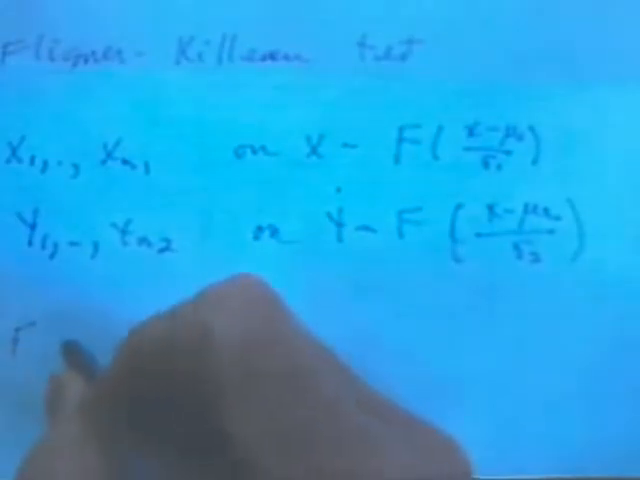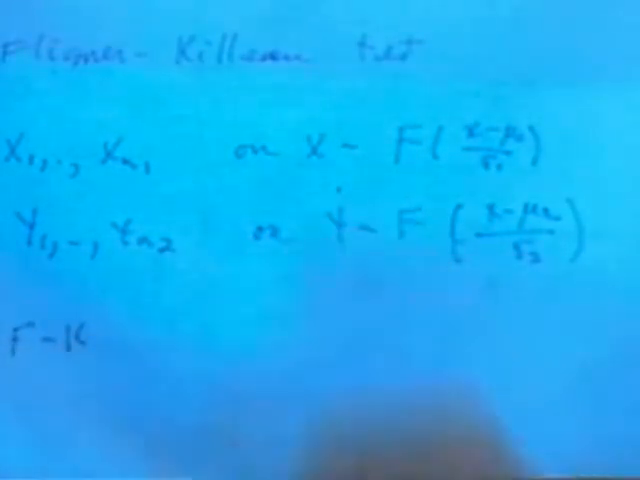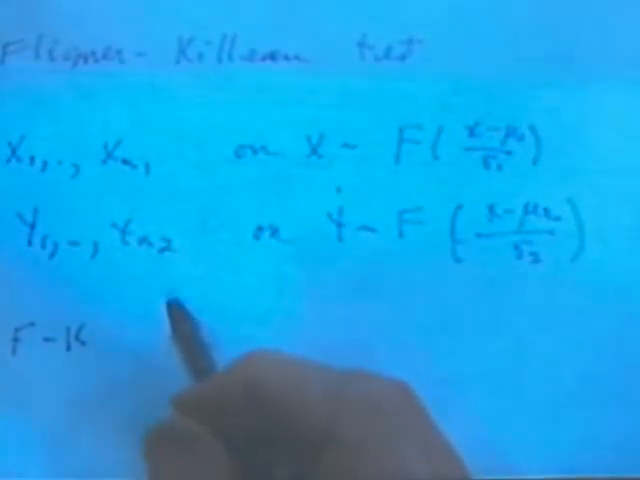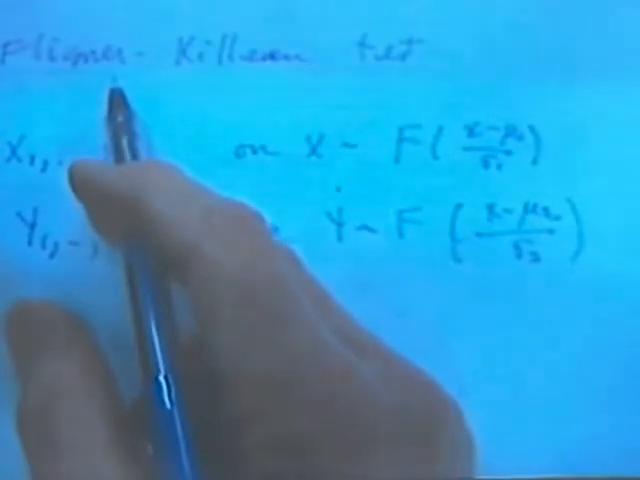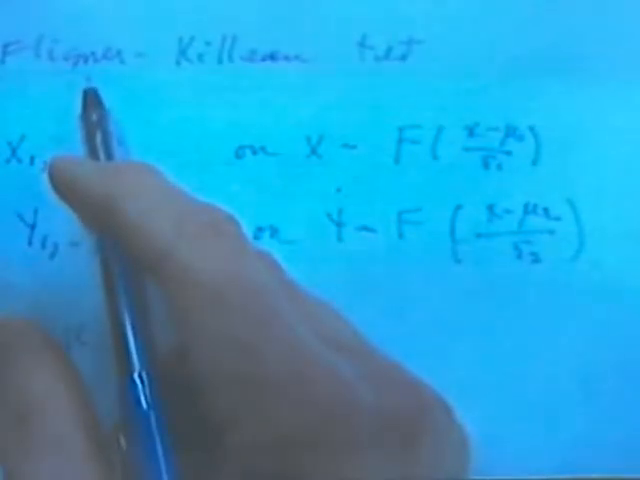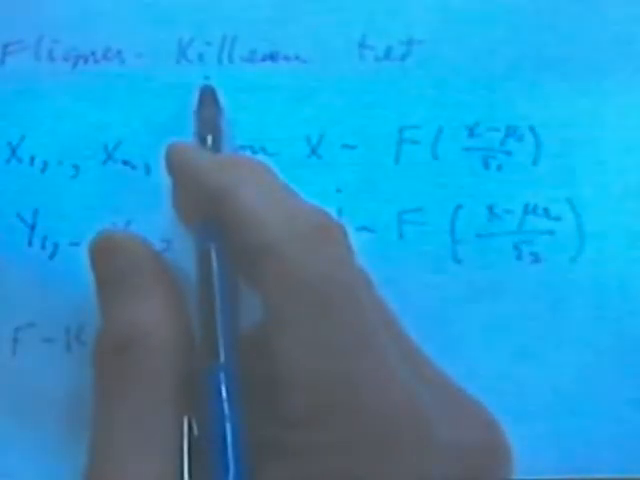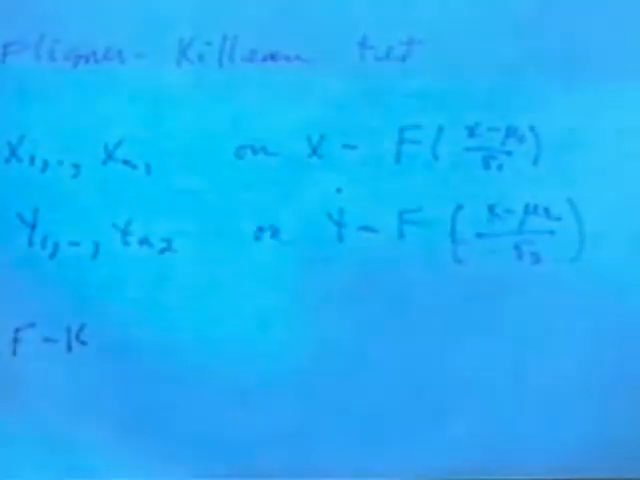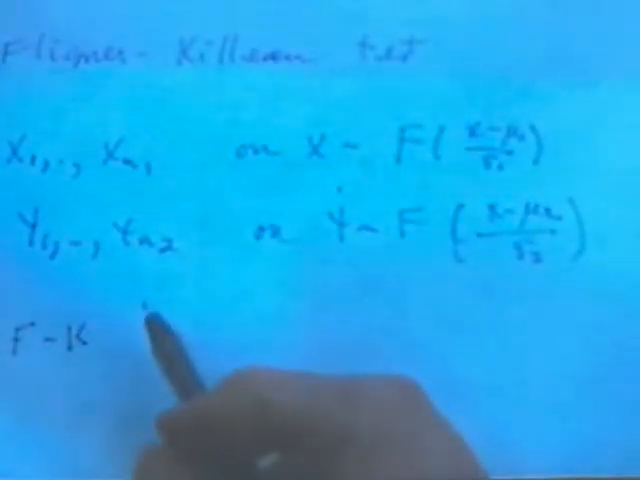Okay, so the Fligner-Killeen. Fligner retired from Ohio State a couple of years ago. And Tim Killeen was at the University of Connecticut, and then he became a dean on the other side. I'm sure he's retired, but I don't know anything about that.